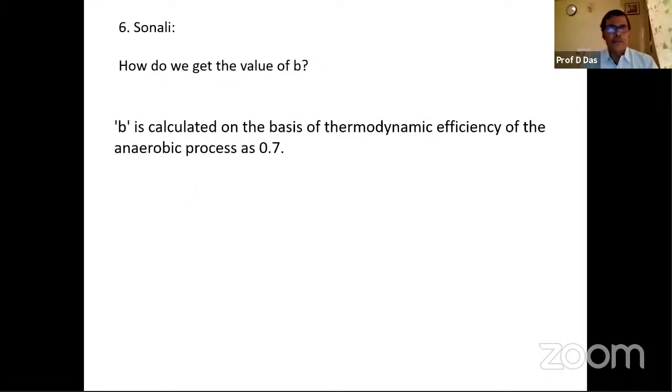Now, another student has asked a technical question: that B is calculated on the basis of thermodynamic efficiency on the anaerobic process as 0.7. So I hope the question is asked why it is 0.7.